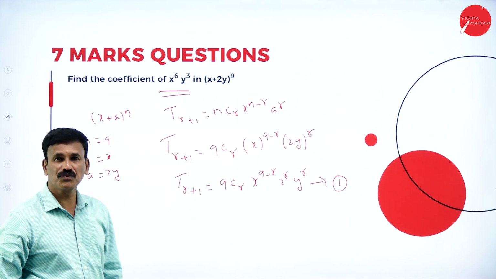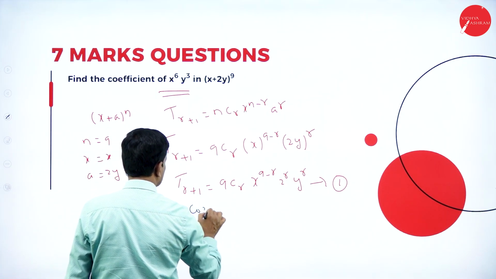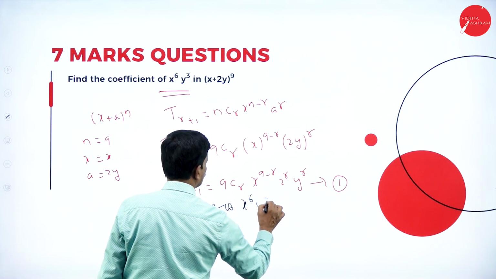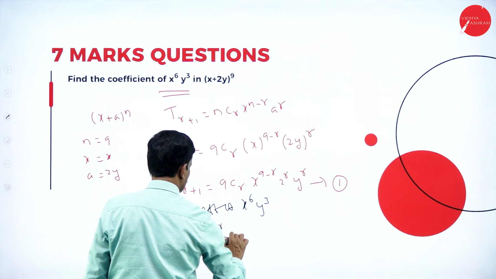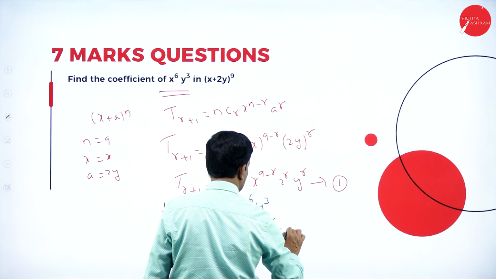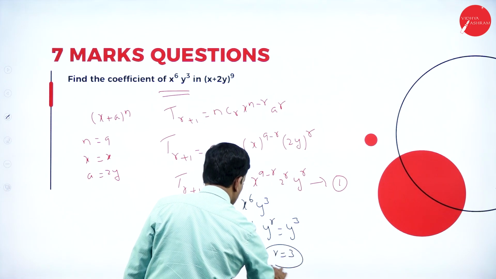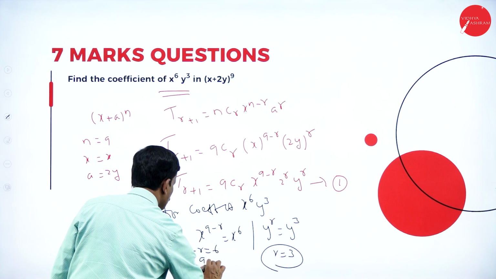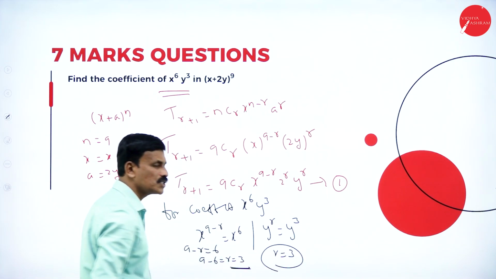Now, what is to be found? The coefficient of x power 6 and y cube. Now, equate this. x to the power of 9 minus r is equal to x power 6, and y to the power of r is equal to y to the power of 3. So from this you will directly get r is equal to 3. From this, 9 minus r is equal to 6, or 9 minus 6 is equal to r, that's equal to 3. So r is equal to 3.